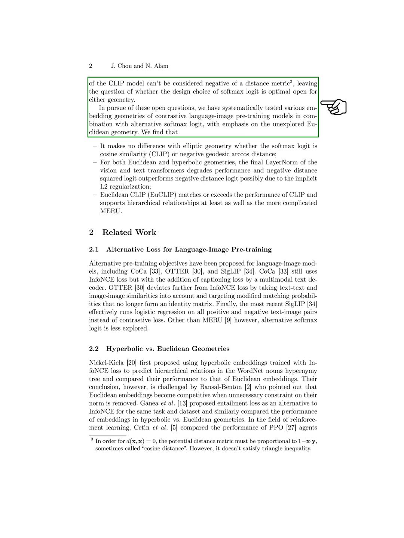Our findings indicate that using cosine similarity or negative geodesic distance in elliptic geometry yields similar results. In both Euclidean and hyperbolic geometries, we observed that the final normalization layer in transformers negatively impacts performance, while using the squared negative distance logit outperforms the standard negative distance logit, likely due to implicit regularization.